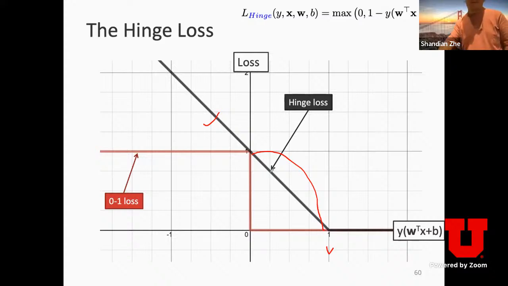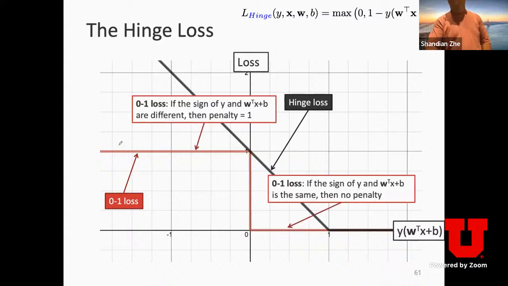As a comparison, we can take a look at the ideal so-called 0-1 loss, which is the red line here. The 0-1 loss just says that if you make a correct prediction, there is no penalty, which is 0. If you make a wrong prediction, then the loss is 1. And the hinge loss is an upper bound of the 0-1 loss. Any questions so far?